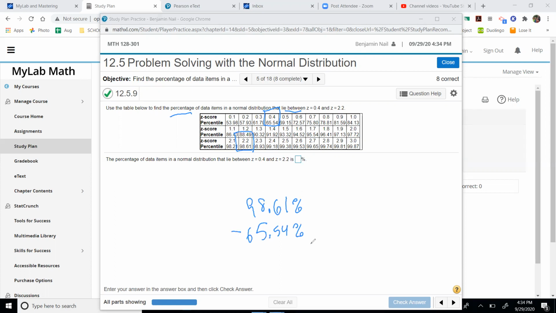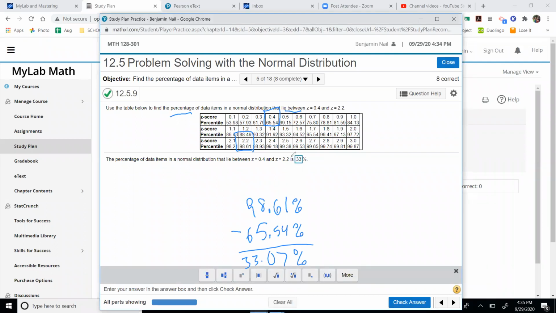If we want to find the amount of data between, or the difference, we just simply subtract those percentages. So if we take 98.61 minus 65.54%, that gives us a difference of 33.07%. That would be the percentage of data that would fall between those two values. So 33.07% is what would fall between those two z-scores. Simply subtract those percentiles.